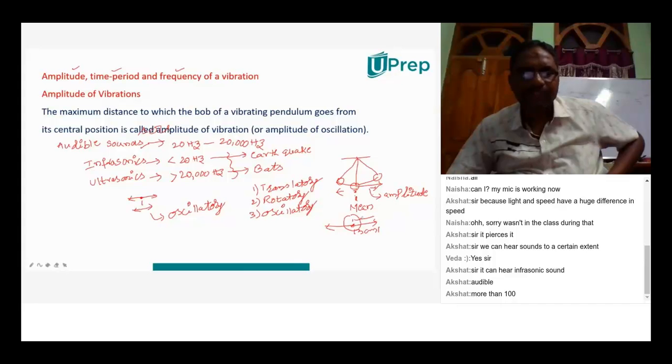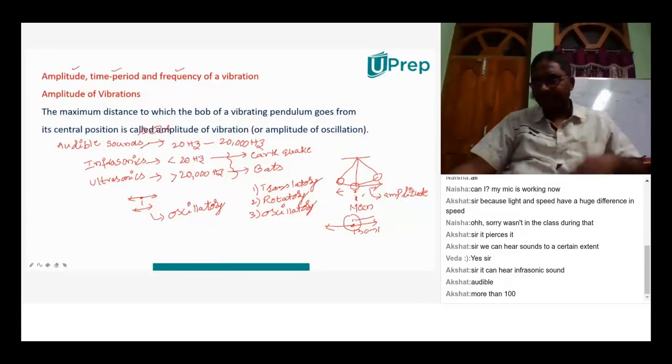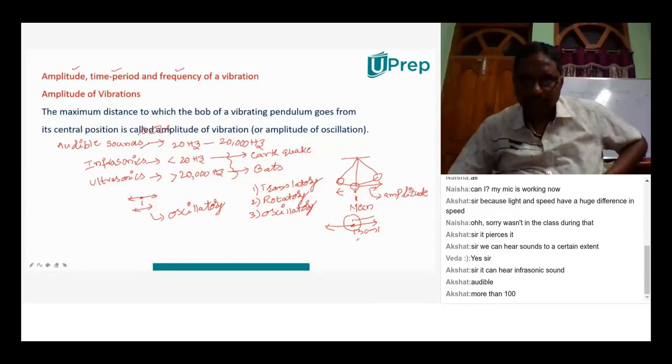All others, is it clear? What is an amplitude? Yes, sir. Kavya, can you say the definition for it? Not in the case of a pendulum, in the general case. The amplitude is the maximum distance to which an object goes from its mean position. Right. So you have to say it like this: the maximum distance traveled by a vibrating body is known as amplitude. It may be to any side, so you should not specify any direction.